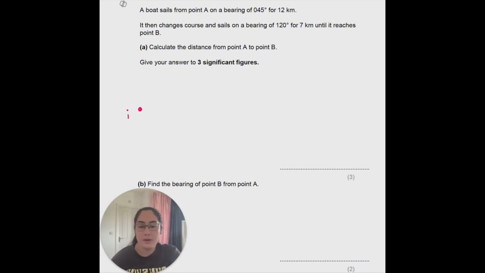So we start from point A. A boat sails from point A on a bearing of 45 degrees. Now, bearing is always measured from the north of that point and it always goes clockwise. So if we say this is the north, and this is just a sketch so it's not going to look perfect, it sails 45 degrees, let's say that's around 45, for 12 kilometers. So this is equivalent to 12 kilometers.